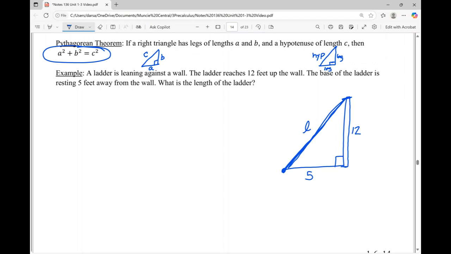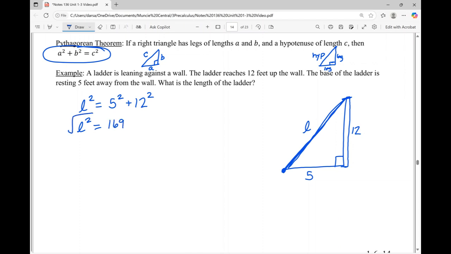Well, we're going to assume that the wall and the floor are square. And so based on that assumption, we can see, oh, this is a right triangle. We can use the Pythagorean theorem. So the length of the ladder squared, c squared, the hypotenuse squared, is equal to one of the legs squared plus the other leg squared. In this case, when we put everything into our calculator, 5 squared plus 12 squared is 169.